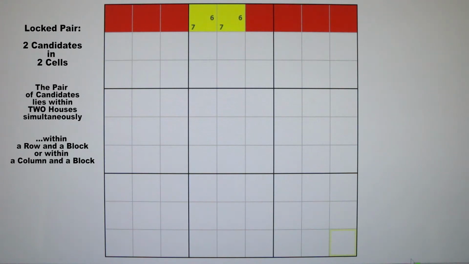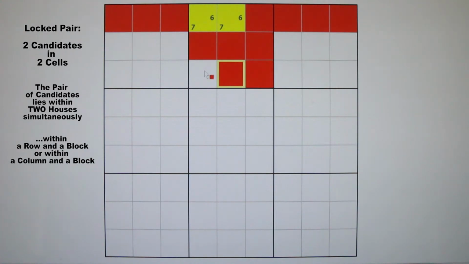But now, this time, this naked pair not only lies in row 1, it also lies in block 2. So that means the same thing applies to block 2. So 7 and 6 have to be the solutions to those two yellow cells, which means candidate 7 and candidate 6 cannot exist in these other 6 cells. So there's a total of 13 cells where you can make eliminations because of this locked pair.